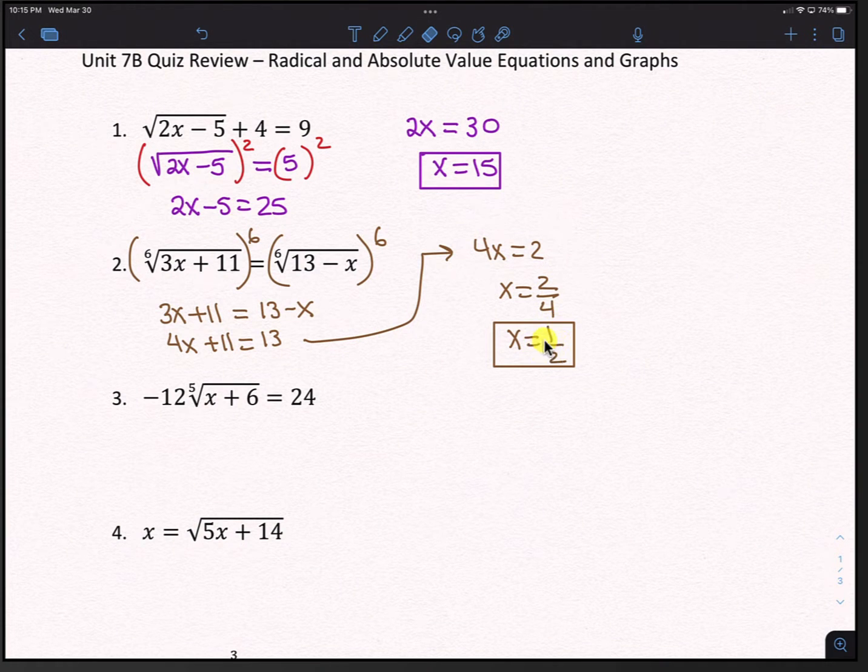Now, just to check to make sure that it works, plug in 1/2 for x. That's 3 times 1/2. That's going to be 3 over 2, or 1.5. Plus 11 is 12.5. On the right side, if we plug in 1/2, that's 13 take away 1/2 is also 12.5. So on both sides of the equation, we have the 6th root of 12.5, so they are equal to each other. And therefore, x equals 1/2 is our solution.